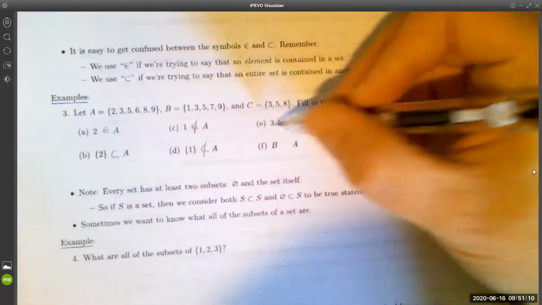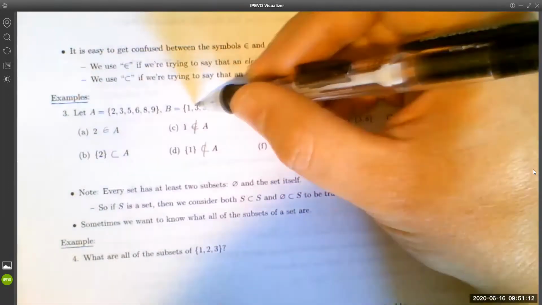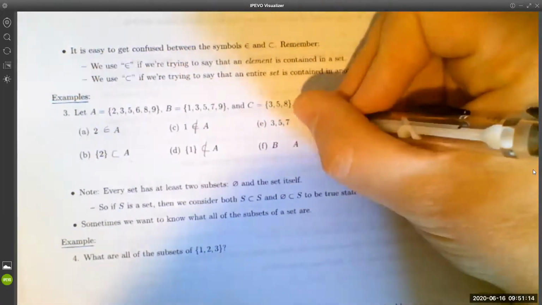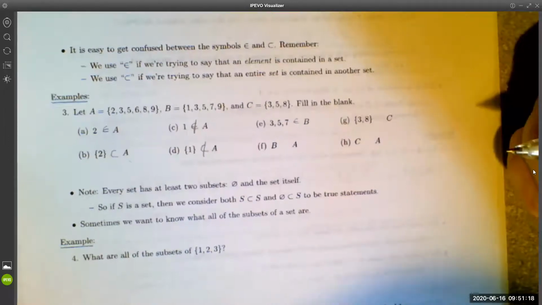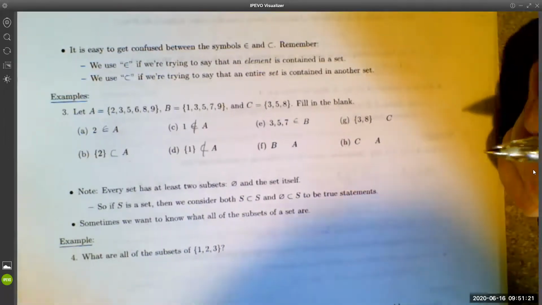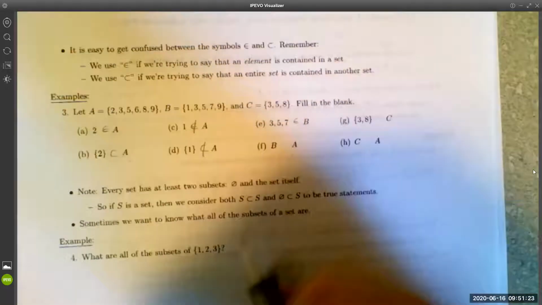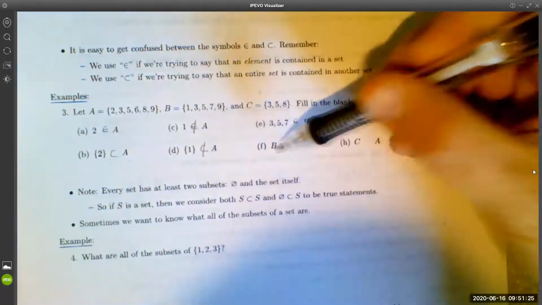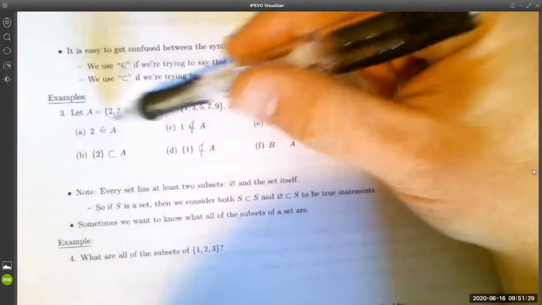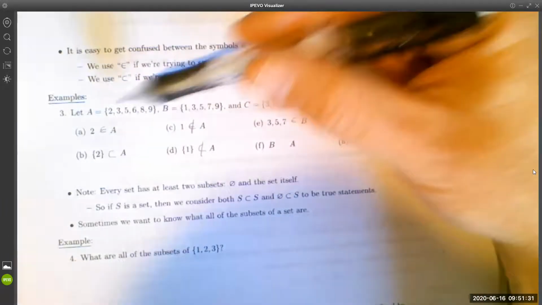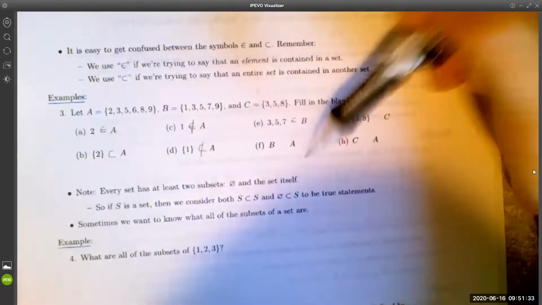The elements 3, 5, and 7. They are all elements of B. So I would say, yes, the 3, 5, and 7 are all elements of B. How do B and A compare? We can't say that B is an element of A because B is a set, and A doesn't have any sets inside of it. It only has numbers inside of it.